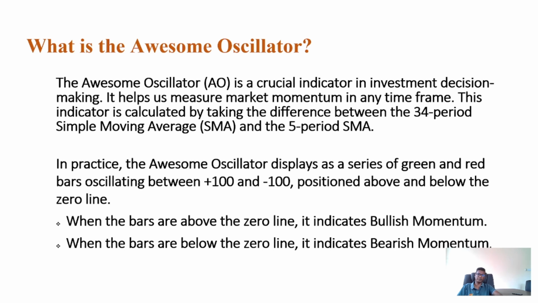This indicator is calculated by taking the difference between the 34 period simple moving average and the 5 period simple moving average. In practice, the Awesome Oscillator displays as a series of green and red bars oscillating between plus 100 and minus 100, positioned above and below the zero line. When the bars are above the zero line, it indicates a bullish momentum, and when the bars are below the zero line, it indicates a bearish momentum.